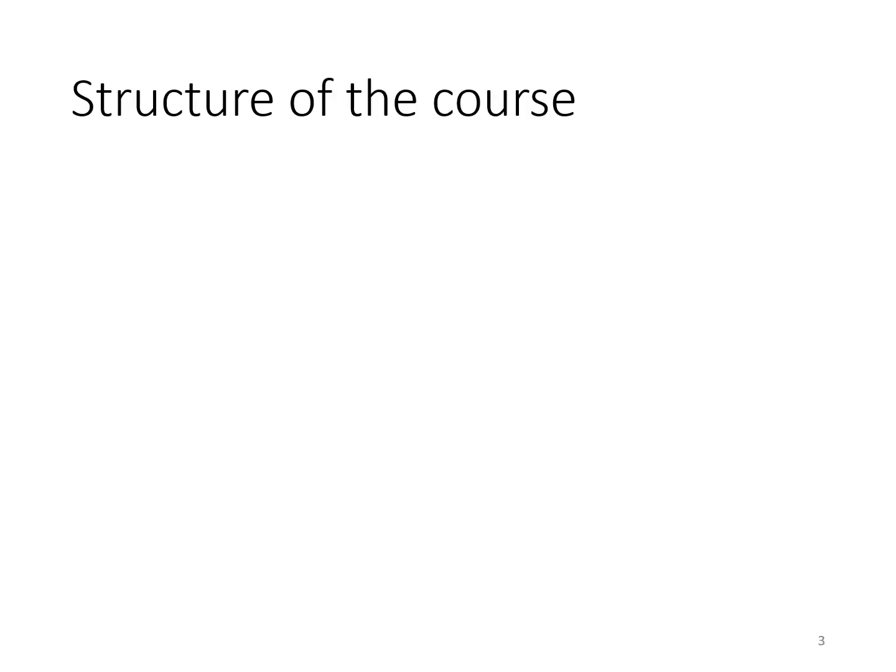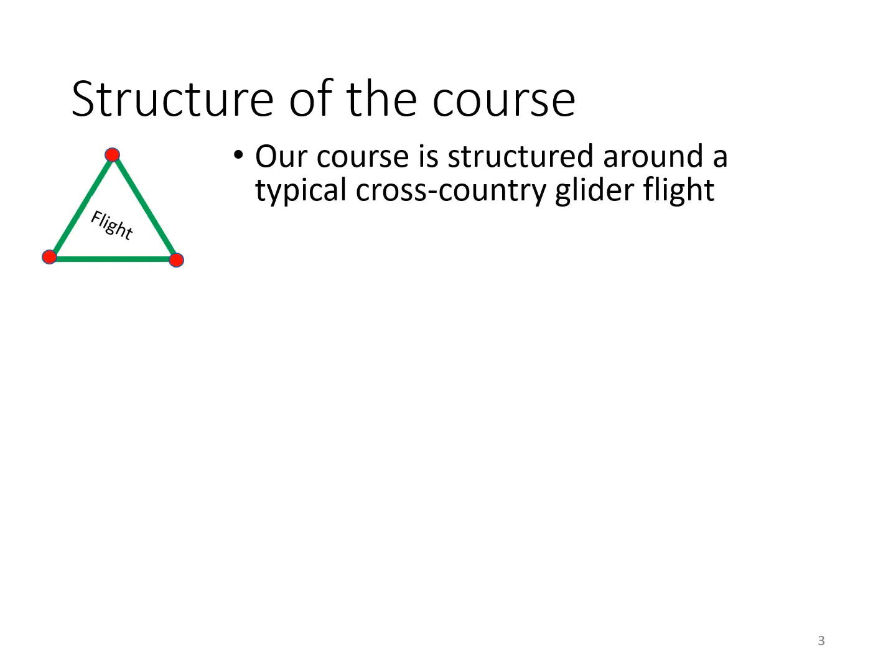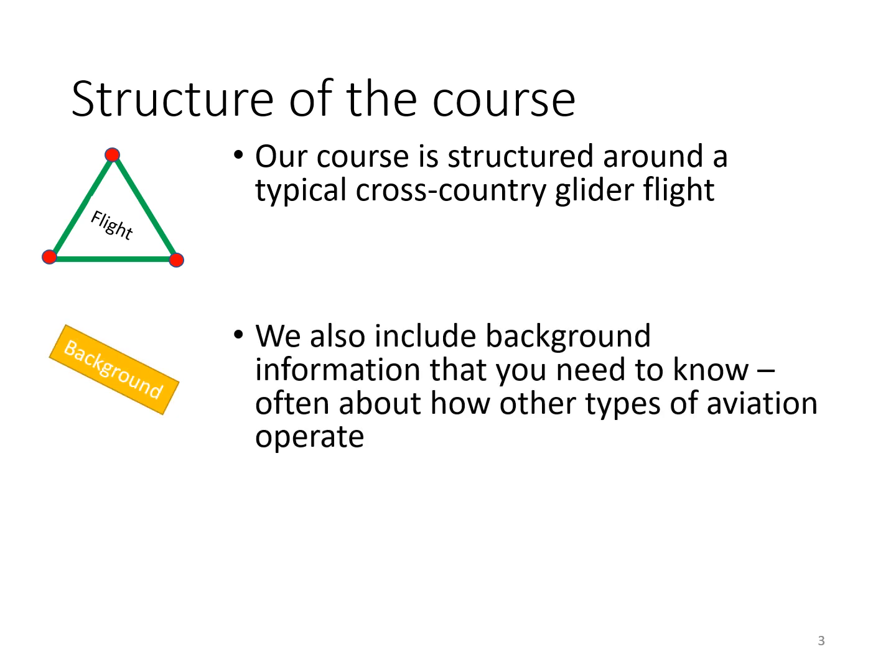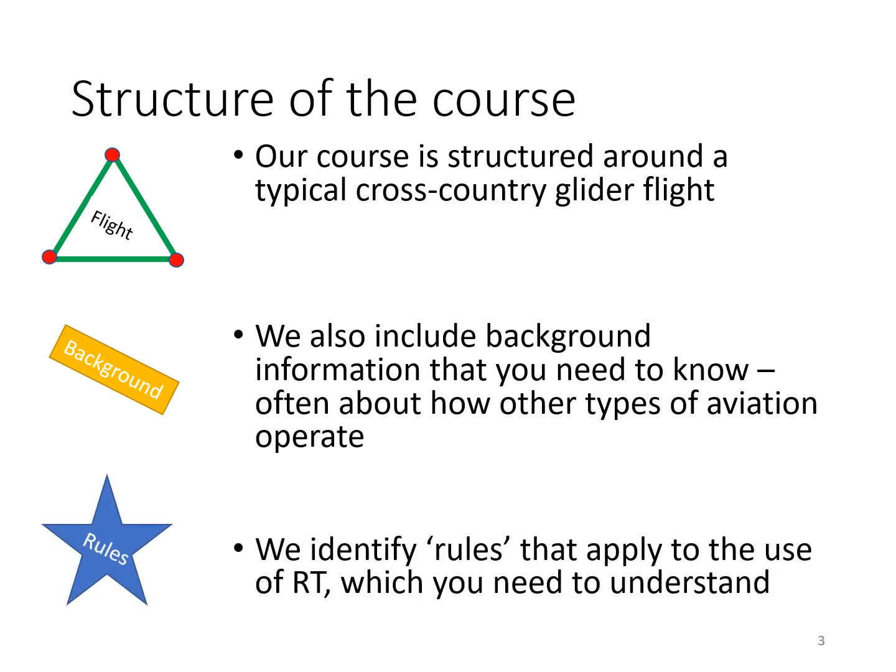We've structured this course around a typical cross-country glider flight, albeit one that crosses quite a few pieces of airspace. As we go, we introduce pieces of background information that you need to know. Often, these are about the way that other parts of the aviation world operate. And we identify rules, things you need to apply to what you say. Along the way, there are times to stop and practice, preferably with someone else, and questions to check your understanding.